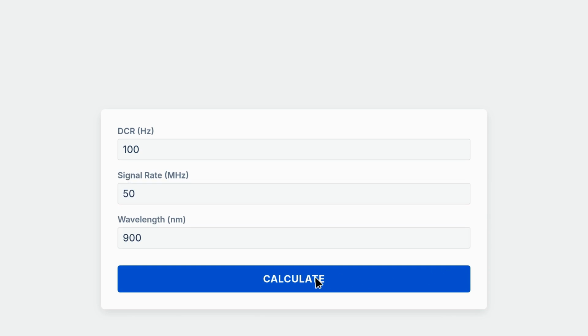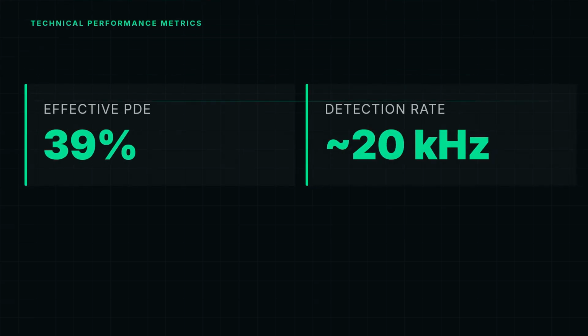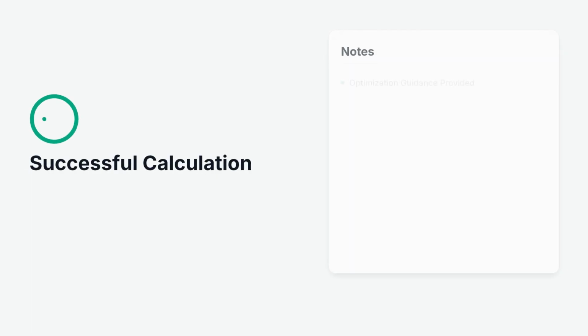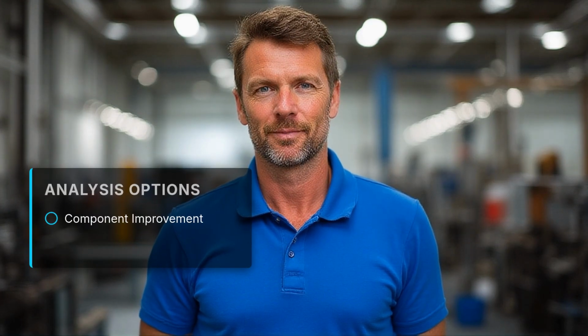Click Calculate. The results show your effective PDE at approximately 41% and detection rate around 20 kHz, with status confirming successful calculation and notes providing optimization guidance. These outputs directly translate to real detection performance and help you identify whether component improvements or operating conditions need adjustment.